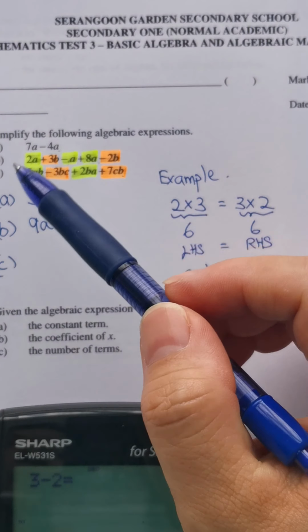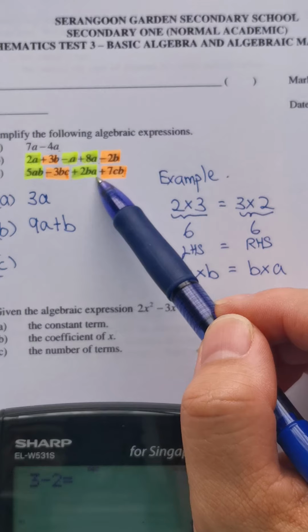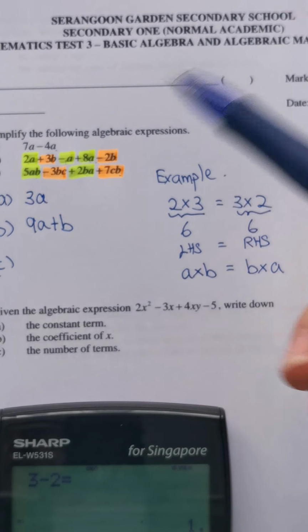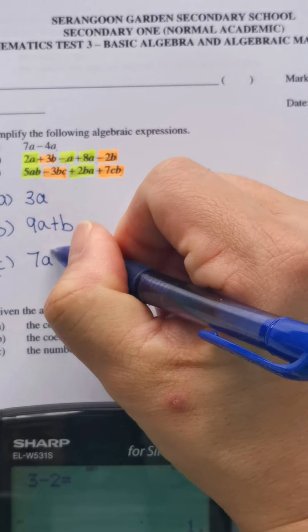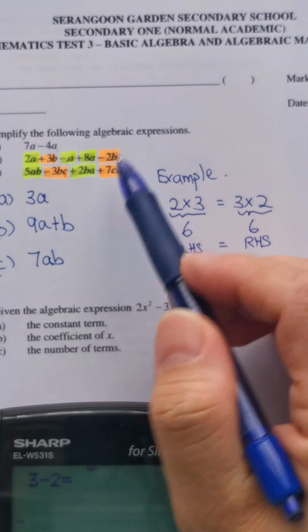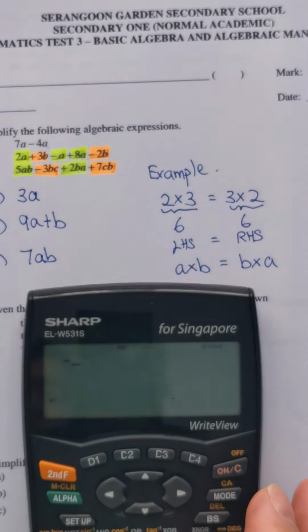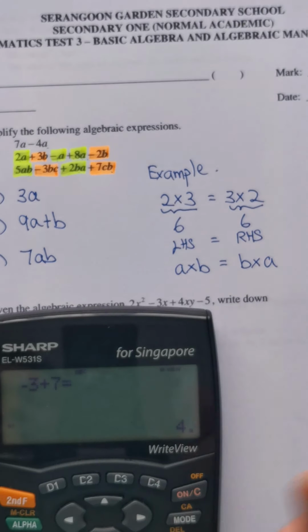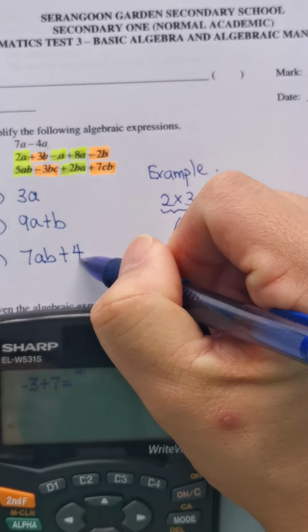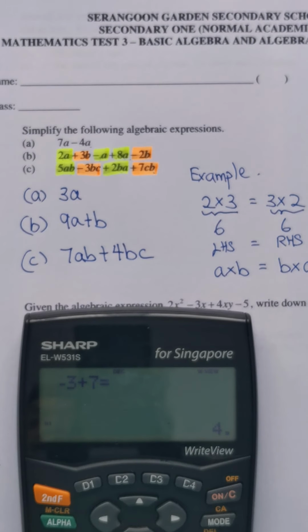So we look at our question 1C. 5AB plus 2BA. 5 plus 2 gives me 7, so I have 7AB. The next one is negative 3 plus 7. You can press your calculator: negative 3 plus 7, you get 4. So plus 4BC. This is the answer for question number 1.